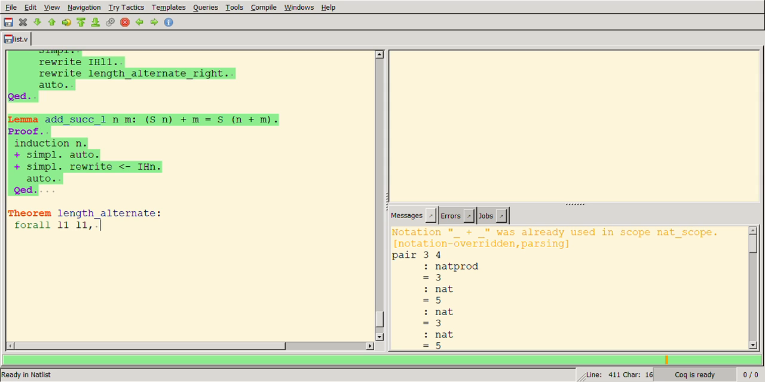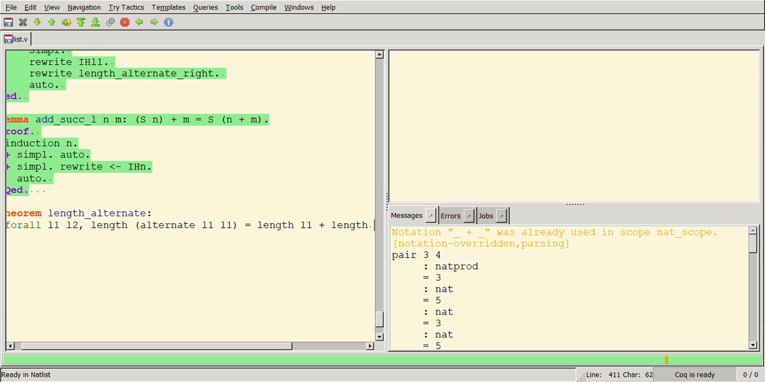The types of L1 and L2 are sometimes skipped because the Coq type inference facility allows us to skip the type of a variable sometimes, and because the type inference facility automatically determines or infers the type of these variables. So the statement is length of alternate L1 L2 is equal to length L1 plus length L2.